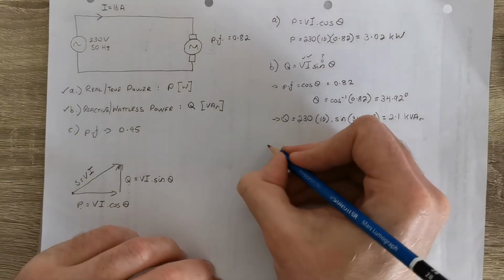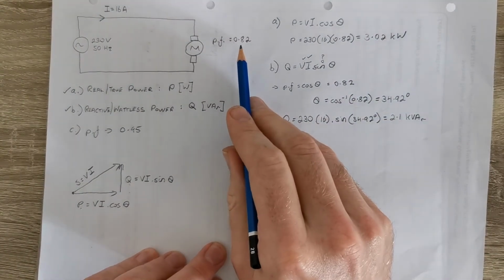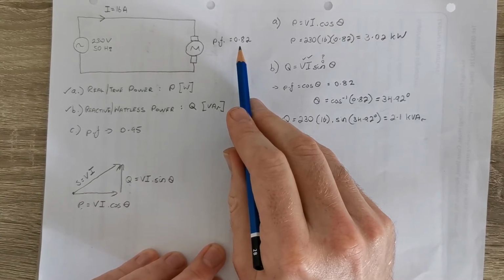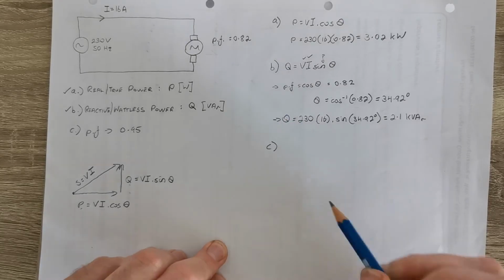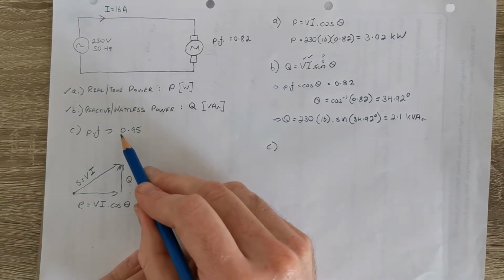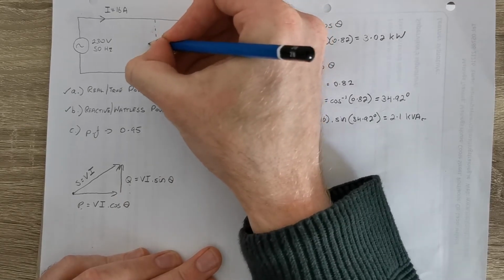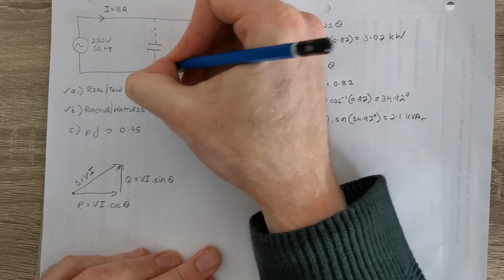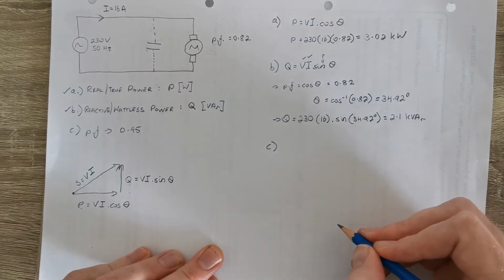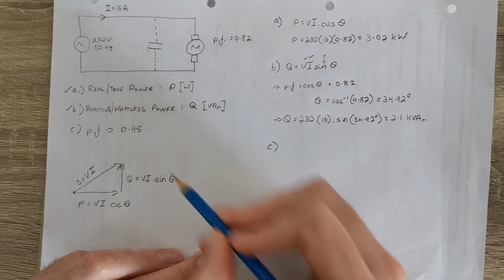So what part C is asking for here is, how can we actually improve this overall power factor of our circuit? And by improve it, we want to move this number towards 1. The question is asking us to work out what size capacitor we need in this circuit, in parallel with our motor, that will improve the power factor to 0.95.